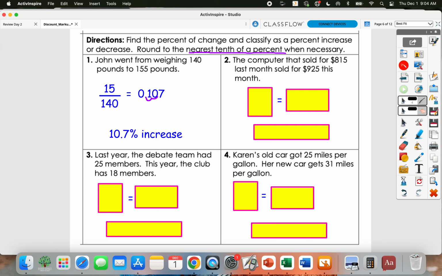Really, when we divided that in our calculator, we got 0.107142857. That's where it stops, okay? So if you move that decimal two times to make it into a percent, that makes our seven stay the same. So it rounds to 10.7%. It says to round to the nearest tenth of a percent.